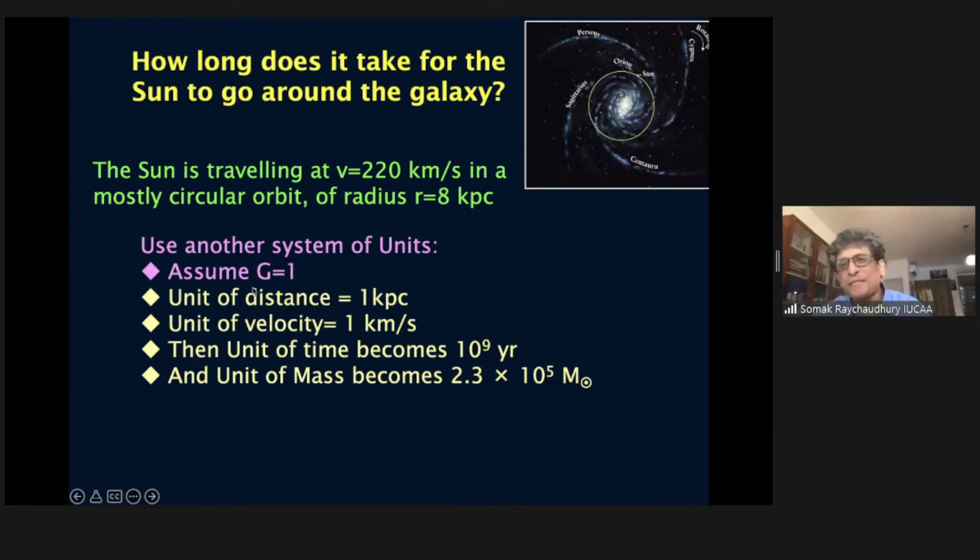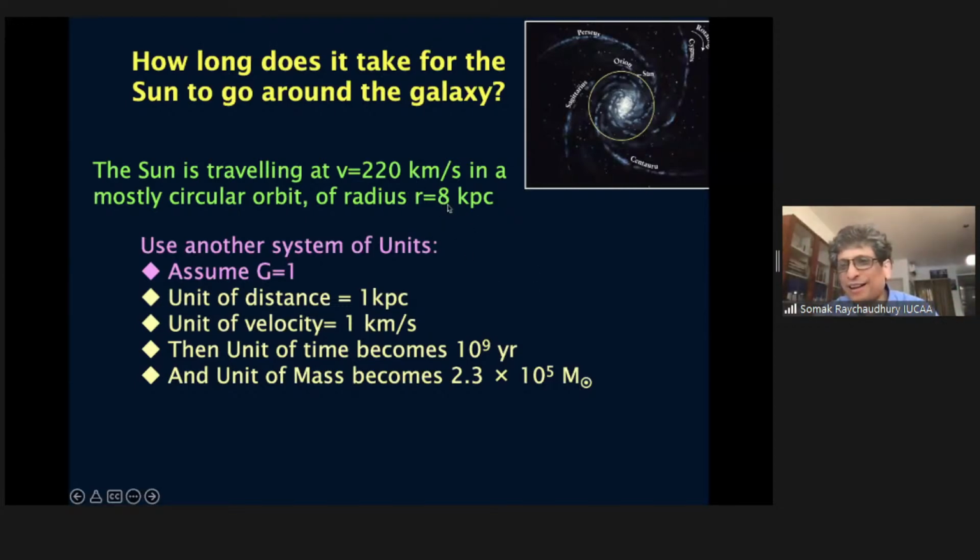It turns out, if you put G equals 1, 1 kiloparsec as the unit of length, and 1 kilometer per second as the unit of velocity, then the unit of time, which comes from these, becomes exactly a giga year, 0.97 times 10 to the power 9 years. The price you pay is that the unit of mass becomes 2.3 times 10 to the 5 solar masses. That's one thing you have to remember. But with this system of units, I can just do this.